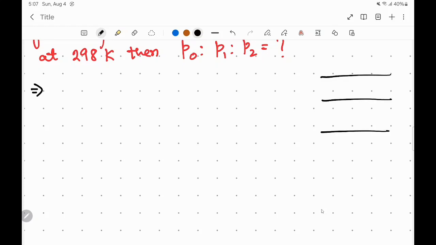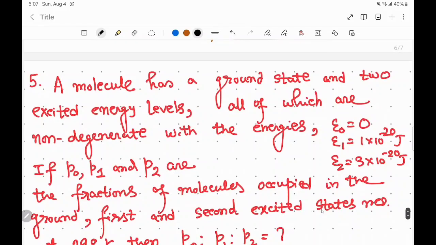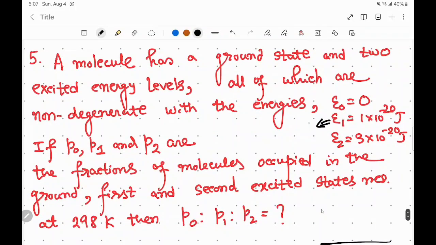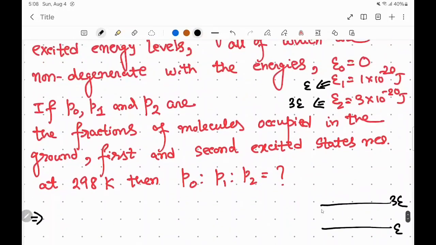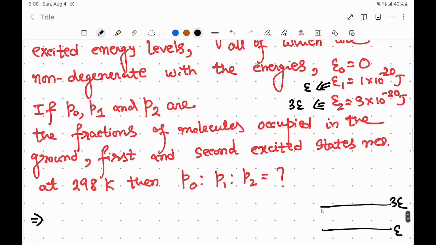I can also verify. So there are three energy levels. Let's say the first is 0 because it's given as 0. Let's consider this value as epsilon and this will then be 3 epsilon. So there are three energy levels. So now P0, P1, P2 we have to calculate.